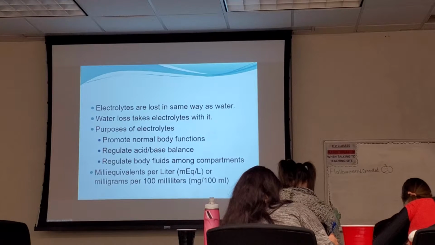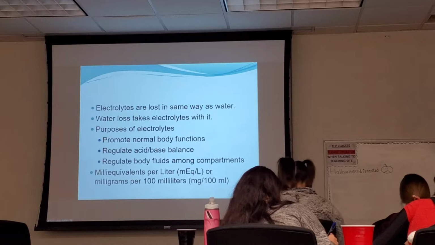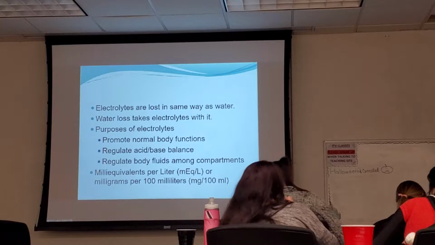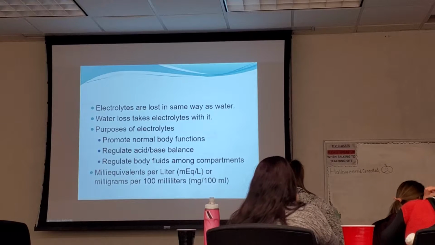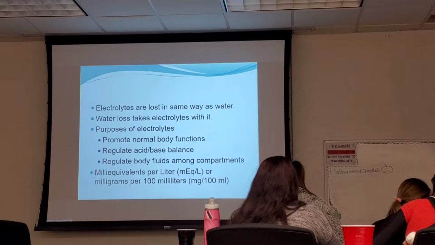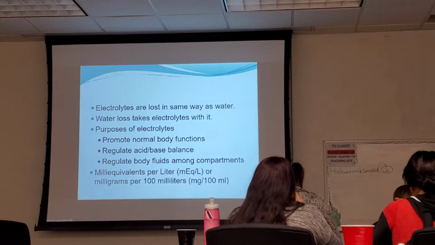Electrolytes, when we're measuring them in the vascular space, so with our lab, our blood draws, are typically reported in milliequivalents per liter or in milligrams per 100 milliliters. And sometimes you might see that as milligrams per deciliter. Okay, so 100 milliliters is a deciliter.